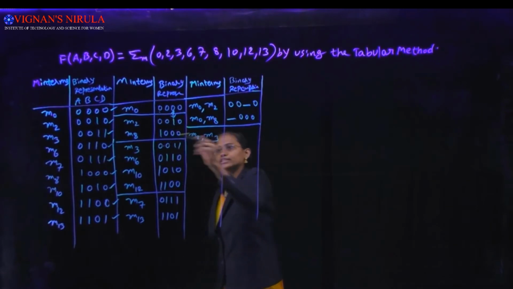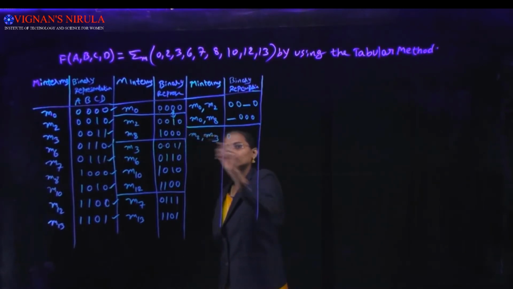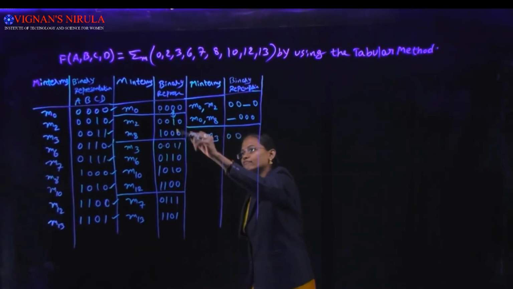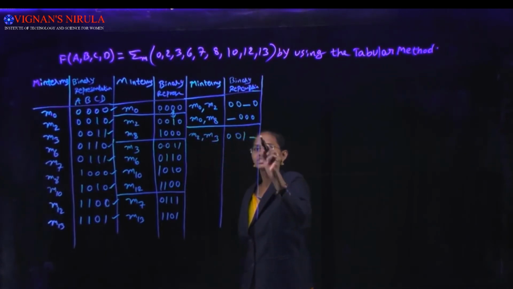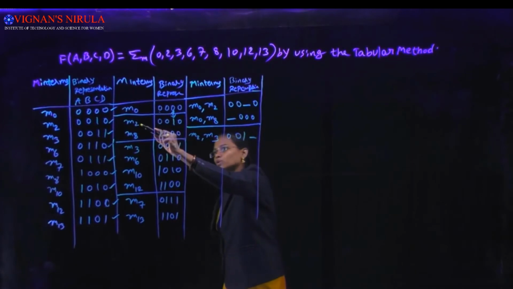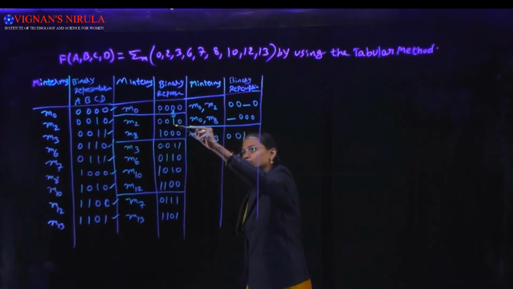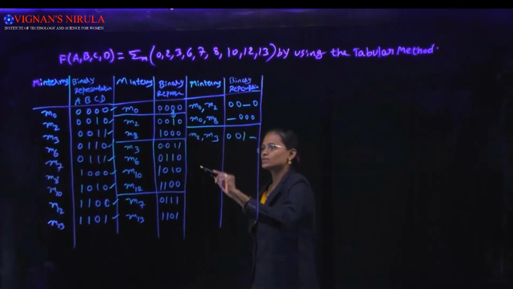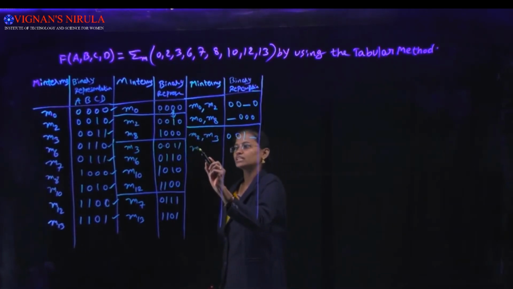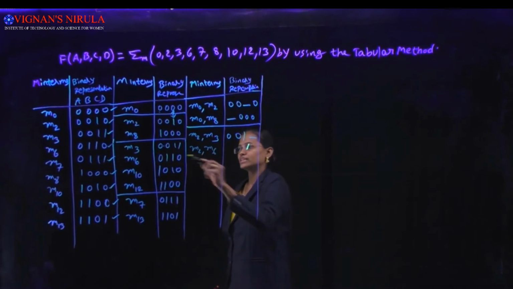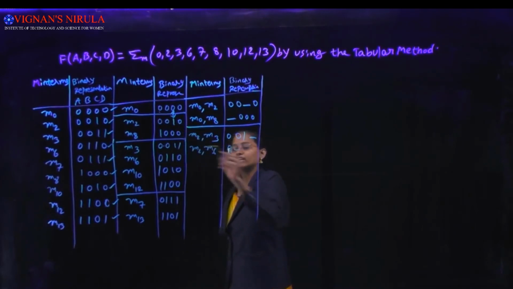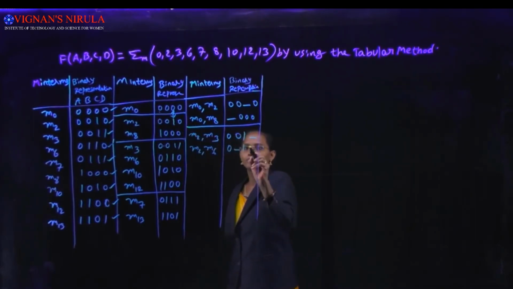So 0 0 0 0 0 1 1 and 1 0, that is dash. And next M2 comparing with M6, 0 0 0 1 1 1 0 0. Here also one position is different, that is M2 and M6. 0 0 0 1, that indicates dash, and 1 1 and 0 0.